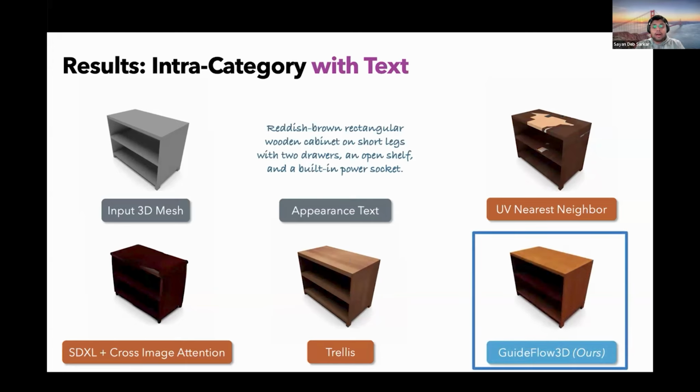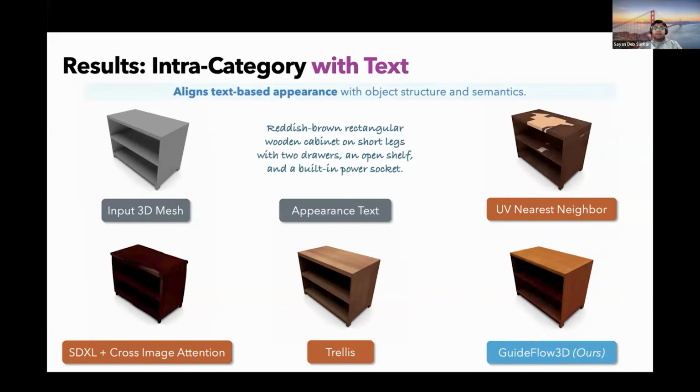Now, if you look at Trellis, it's not really producing a reddish-brown rectangular wooden cabinet, right? The color is still missing. So that is what we pick up. UV nearest neighbor and SDXL cross-image attention baselines fail miserably, but Trellis is producing a wooden cabinet, but it is not really able to pick up that reddish-brown texture. And that sort of fine-grained control is what our method is all about. So we are able to align this text-based appearance with both object structure and semantics.